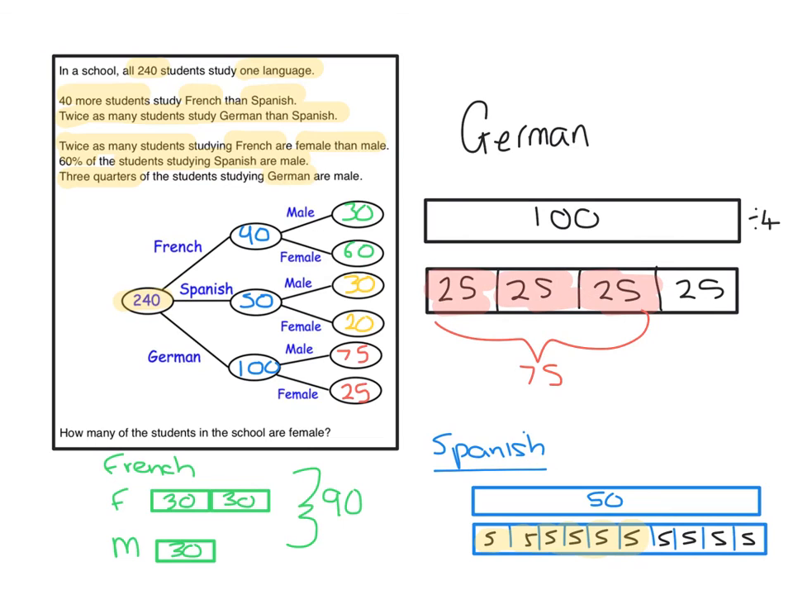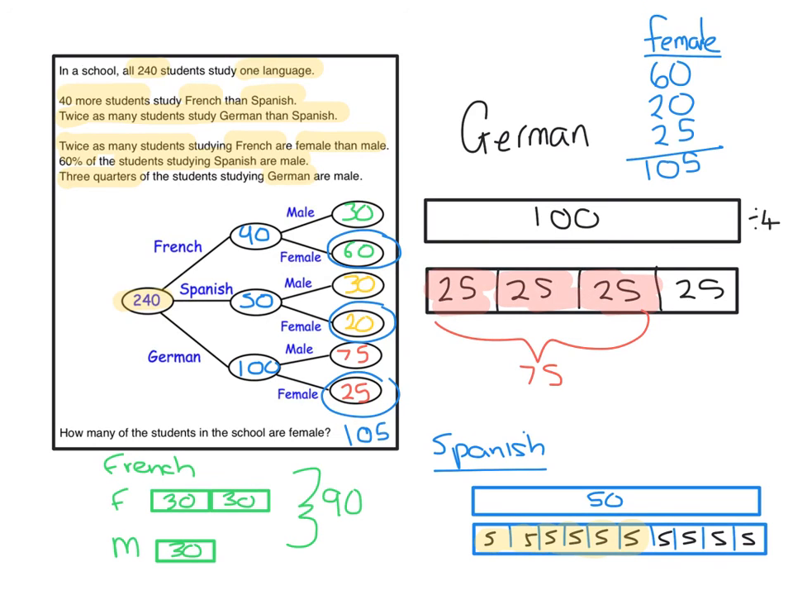I haven't finished the question. It says how many students in the school are female. So female is going to be all of these ones here. So 60, 20, 25. So that's 5, 6, 7, 8, 9, 10. So the answer is 105.